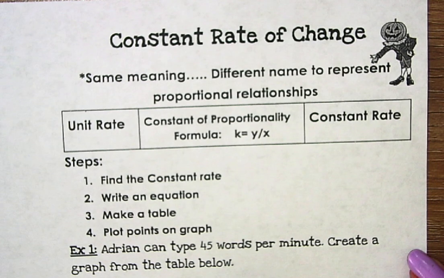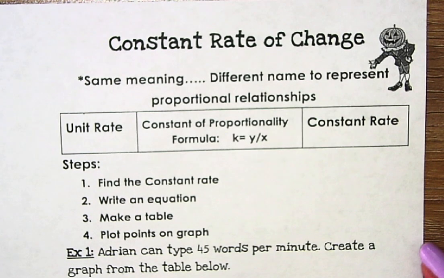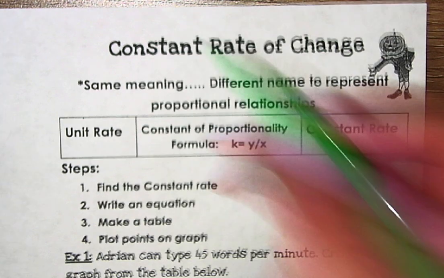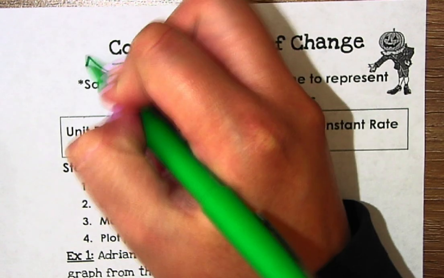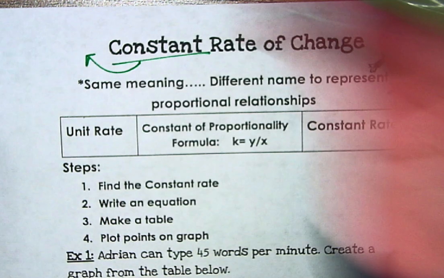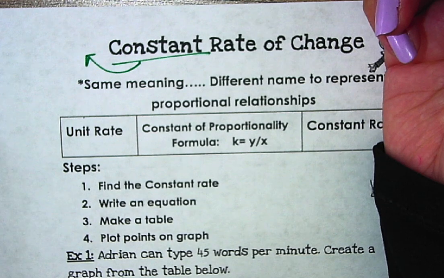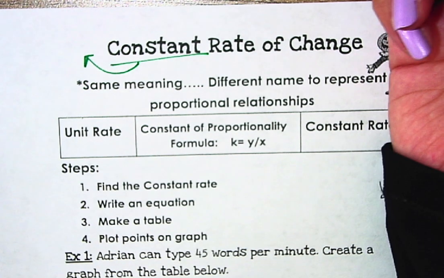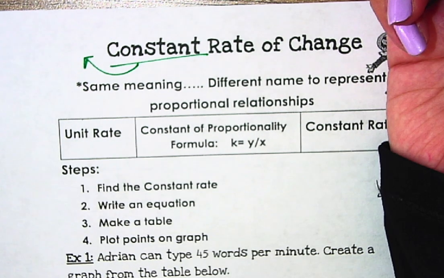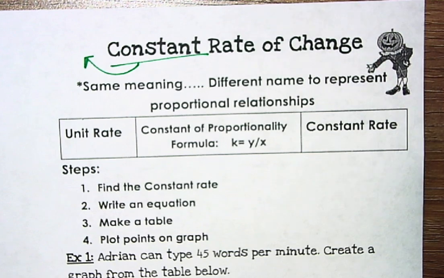Alright guys, so today we're going to be talking about constant rate of change. So constant meaning it continuously happens. It's at the same rate. An example would be if your mom's constantly yelling at you, well, it keeps happening, right? It's the same thing over and over.